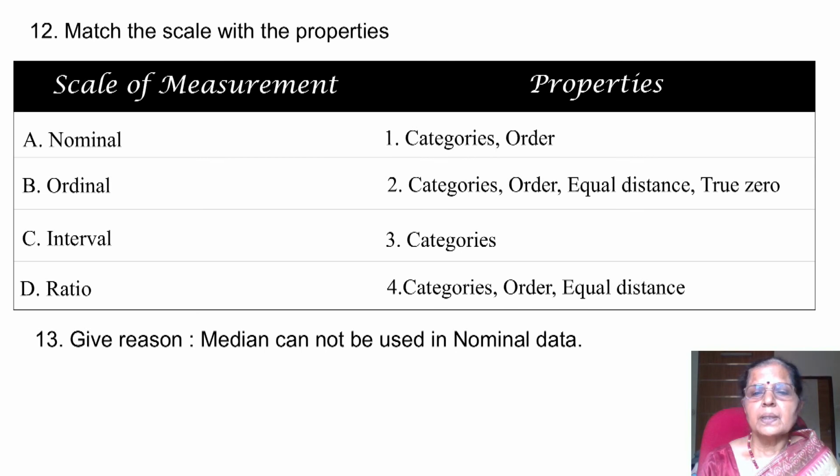And the 13th question is give reason: median cannot be used in nominal data. In nominal scale, you cannot find out the median. Why? Because as I have told you, nominal data you cannot arrange in any meaningful order. You can arrange them, but it will not make any sense. Only if you can arrange the data in some meaningful order, then you can find the middle data, which will become the median.